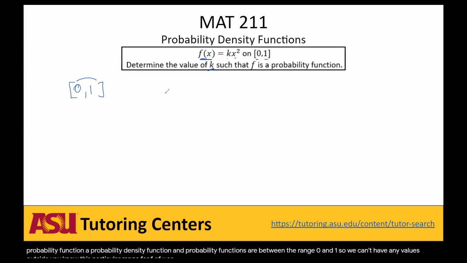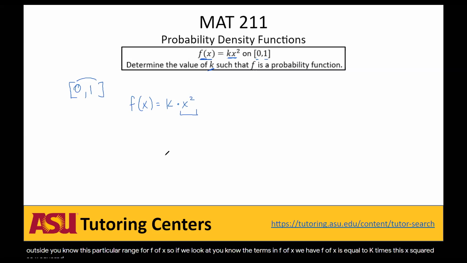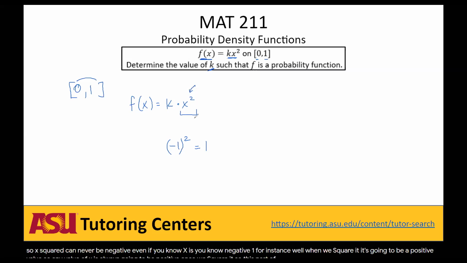So if we look at the terms in f of x, we have f of x is equal to k times this x squared. So x squared can never be negative, even if x is -1, for instance. Well, when we square it, it's going to be a positive value. So any value of x is always going to be positive once we square it. So this part of the term is not going to be a problem.